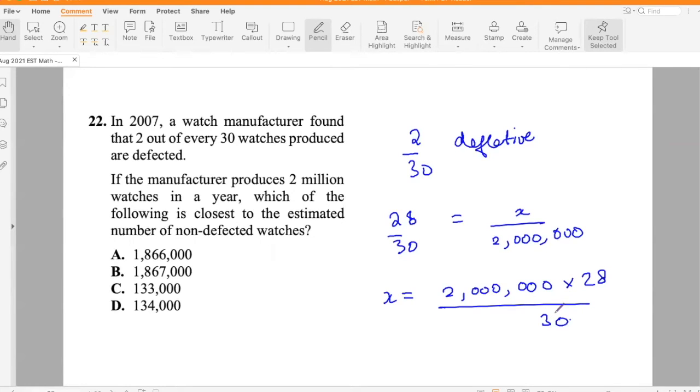So that should be, let's just do this. 2 million. So I'll just do 2 into 28, 56 by 30, which is 1.867, right? Yeah, 1.867. So B is the better answer. It's closer.